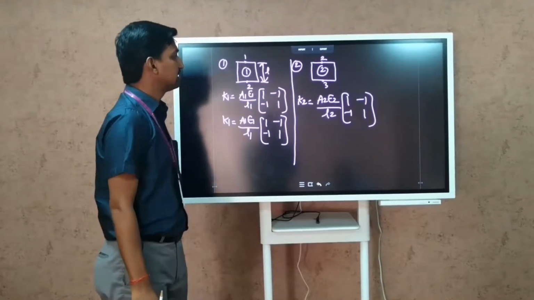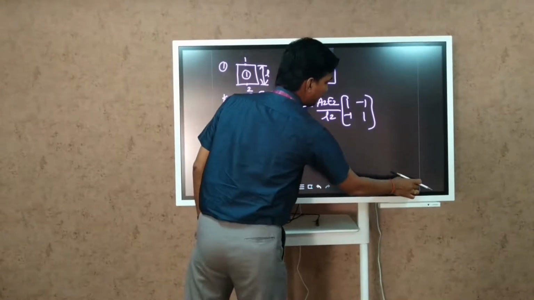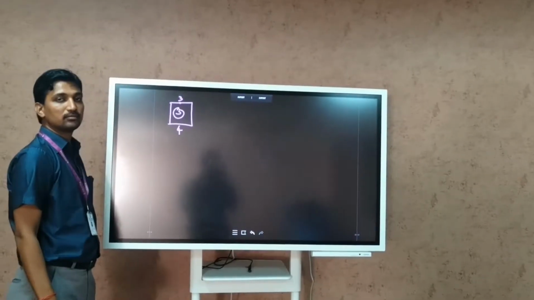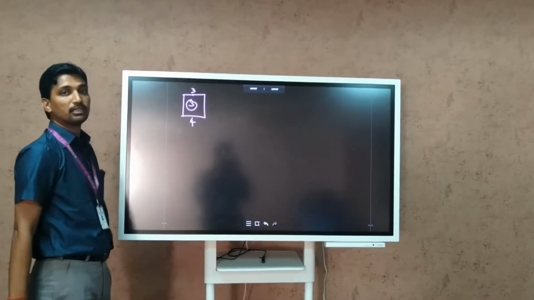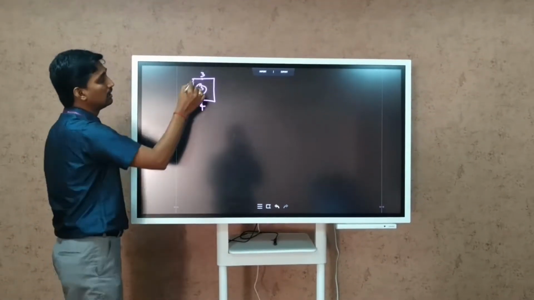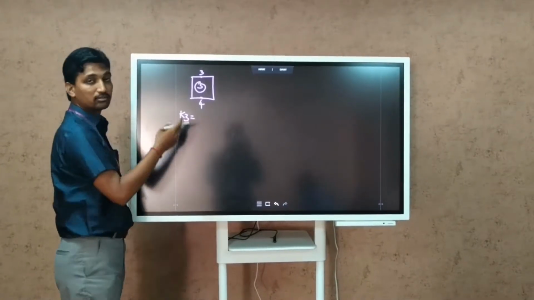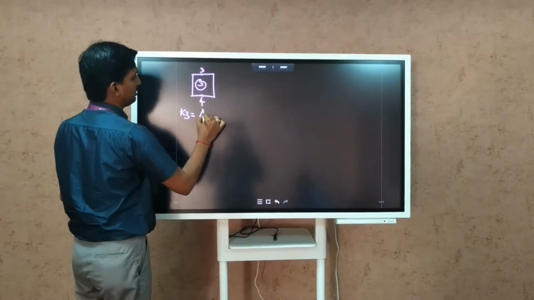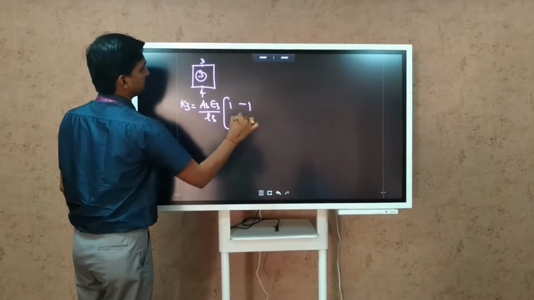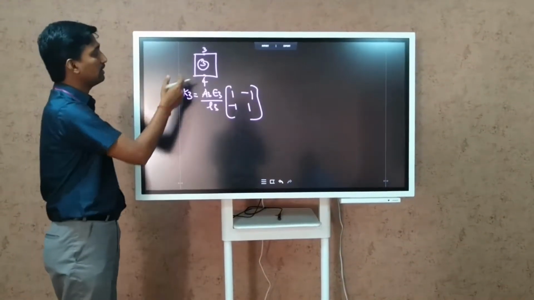In a similar manner, the element 3 value also must be found. This is the third element. This third element has been provided with 2 nodes, the third node and the fourth node. Now I am going to find the stiffness matrix of this third element. This is A3 E3 divided by L3, times the same matrix. This is the matrix through which you can easily find the value for element 3.